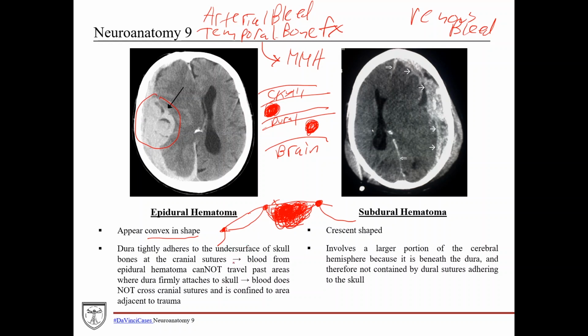And what's important is that blood from an epidural hematoma cannot travel past these areas where the dura firmly attaches to the skull. So what's important to know is that the blood does not cross cranial sutures and is confined to the area adjacent to the trauma. So in this patient, the trauma was likely right here. The middle meningeal artery is here, and then you have the bleeding here, and then where the dura is tightly adherent is probably in these two places here. And then you can see where this pocket of blood is forming.